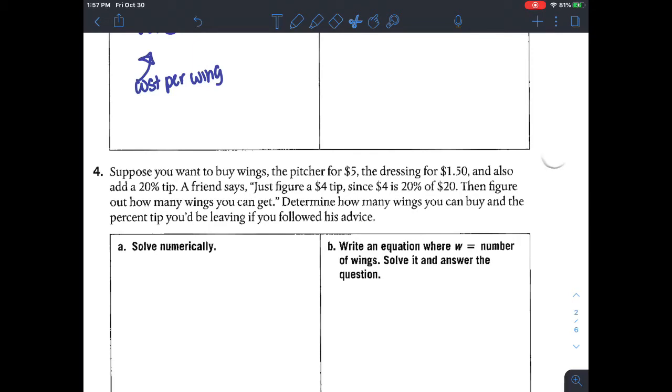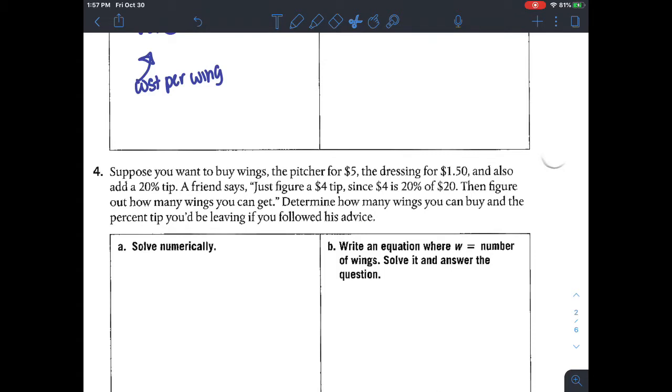A friend says just figure a $4 tip since $4 is 20% of $20. Then figure out how many wings you can get. Okay, sounds pretty good. We'll determine how many wings we can buy and the percent tip you'll be leaving if you followed his advice.